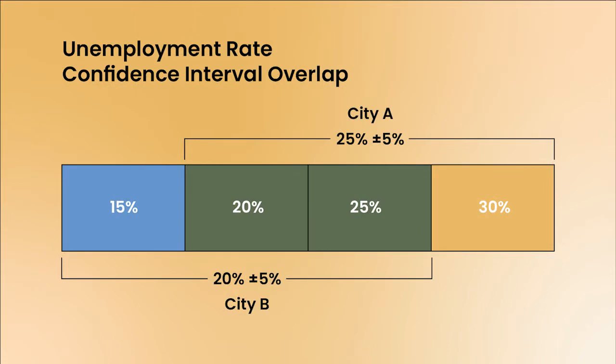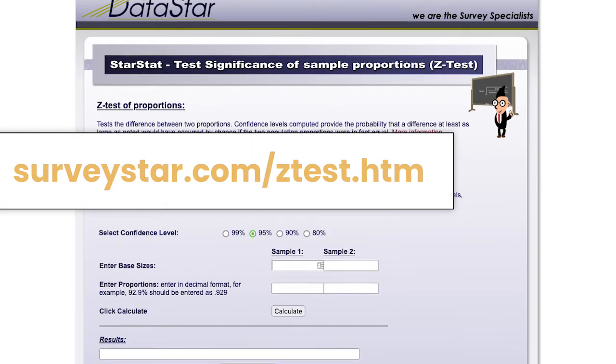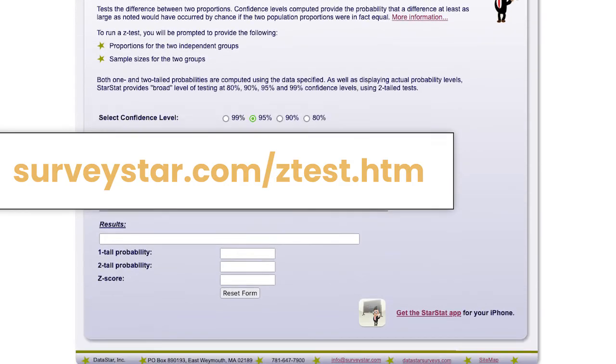Additionally, the margin of error can make it tricky to compare different places or time frames. For instance, it's impossible to know if an unemployment rate of 25% in city A is really higher than an unemployment rate of 20% in city B when they both have the same margin of error of 5%. In this case, you would need additional calculations, which can be referred to as statistical testing, to find out if the differences between the two data points is significant. You can also find various statistical testing tools to help you online.